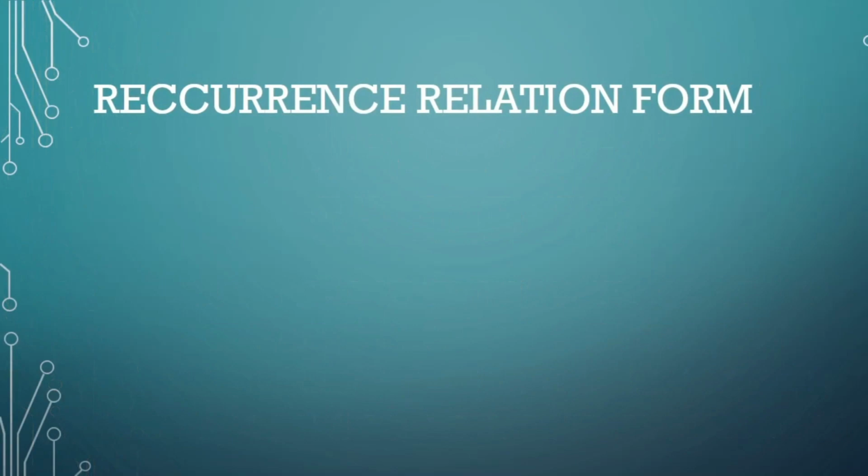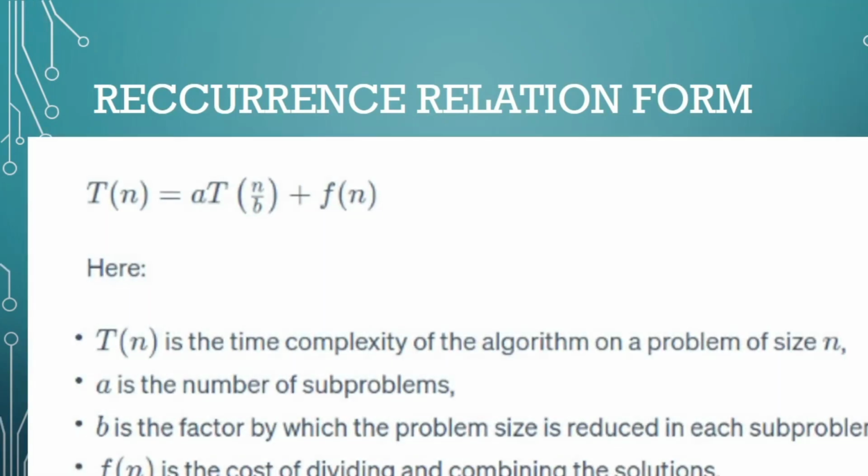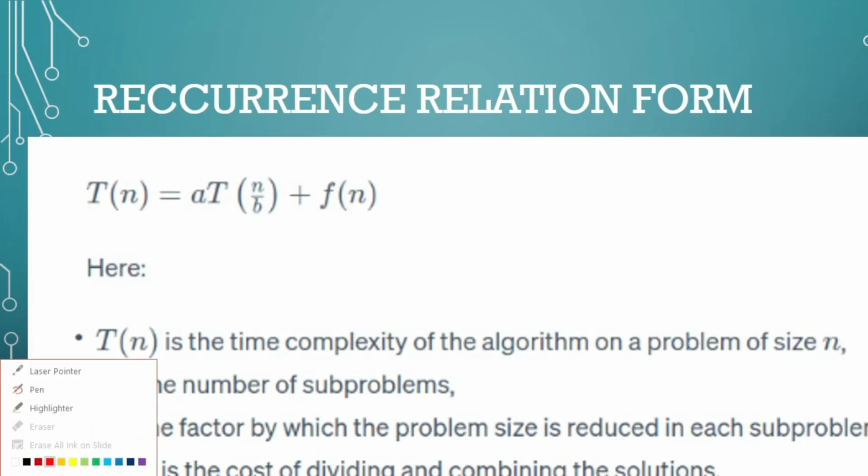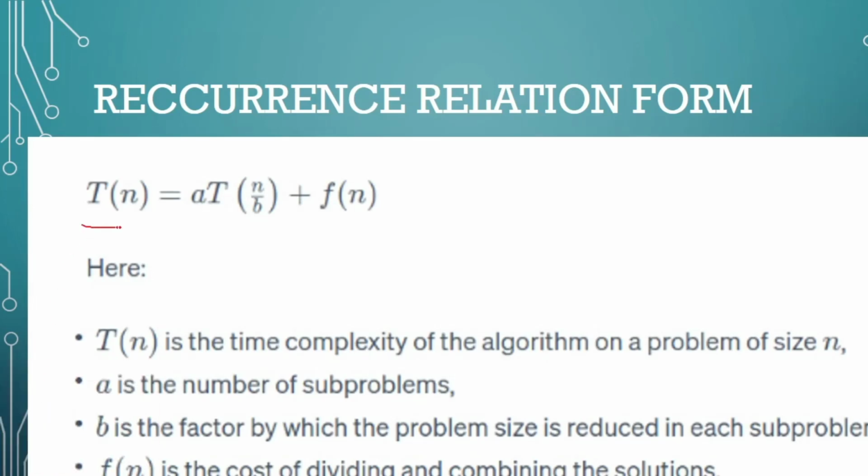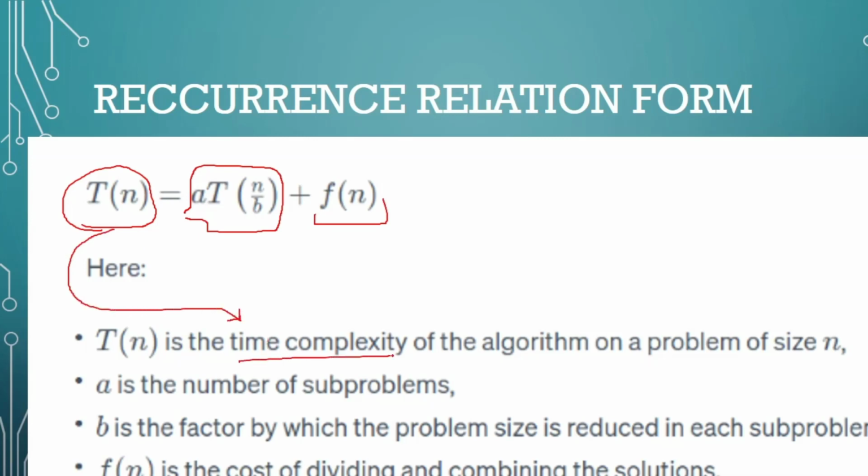Okay, so we want to understand what a recurrence relation looks like, and this is an example of a form of a recurrence relation. So we have T(n) = aT(n/b) + f(n). So what are these terms that we're looking at here? T(n) is what we're calling the time complexity. This is what we're trying to figure out, the time complexity of the algorithm.